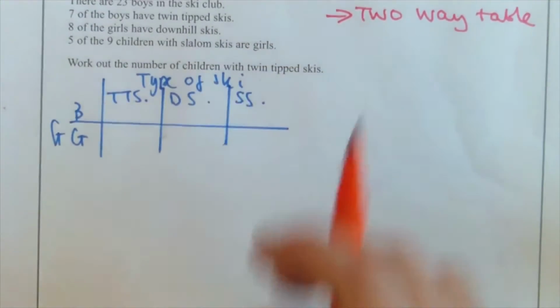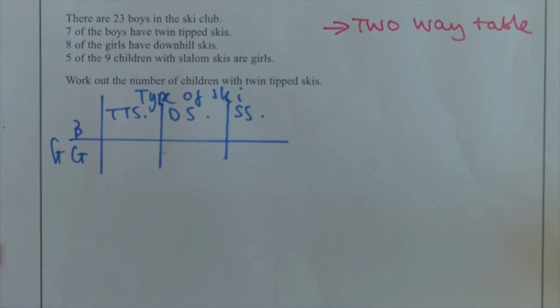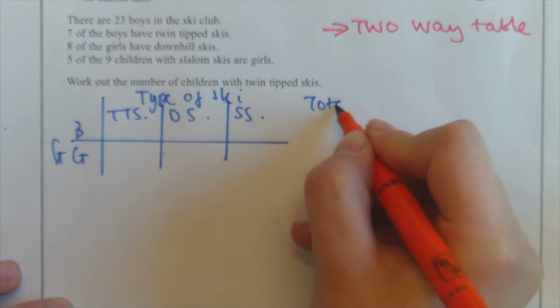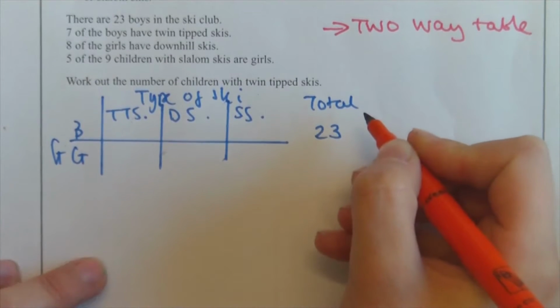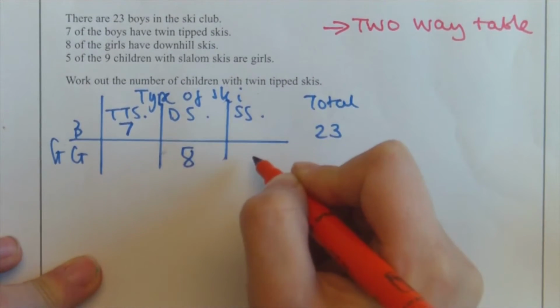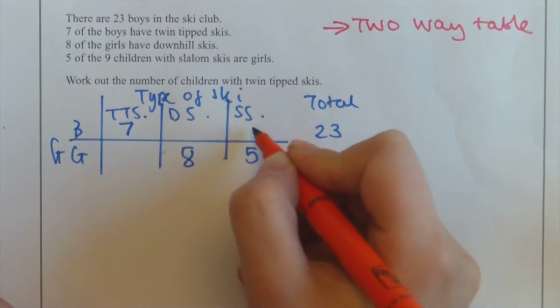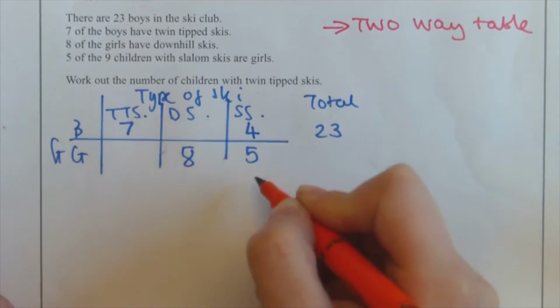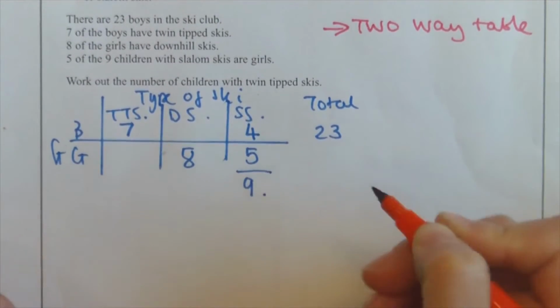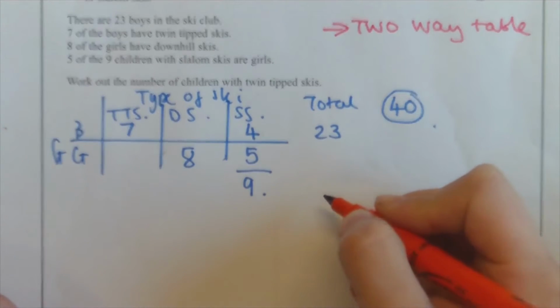Now I'm going to fill in what I can from the information they've given me. There are 23 boys in the ski club, so the total number of boys is 23. 7 of the boys have twin-tip skis, 8 of the girls have downhill skis, 5 of the 9 children with slalom skis are girls. So 5 of the 9, so I need to have 4 boys with them to give me a total of 9. I know there are 40 children in total because the question tells me that at the beginning.